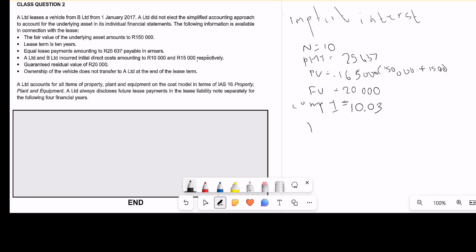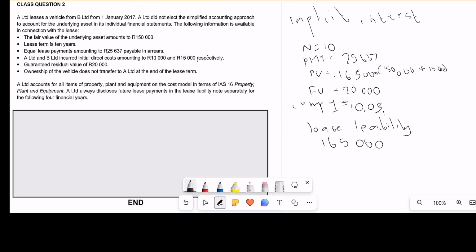So the lease liability is going to be equal to 165, because the lease liability is the present value of the asset that we're about to receive from the lessor.